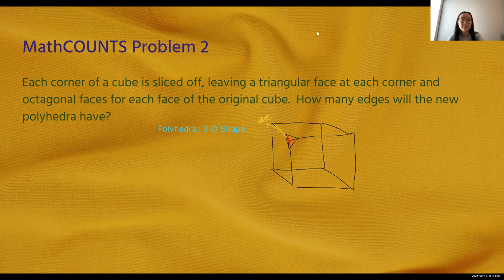The sides you're missing, remember that each face of the original cube becomes an octagon. So if you can see, Ishani is going to draw the sides that you're miscounting. This requires either drawing a picture or visualizing this shape in your head. And if you count, there's going to be a total of 12 sides on top of the 24 from the triangles.